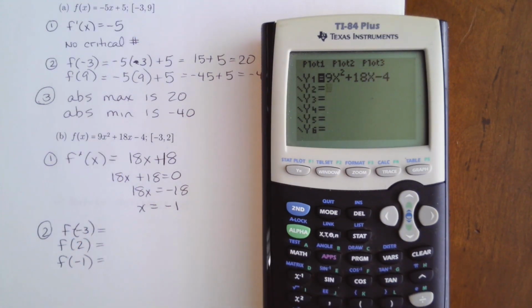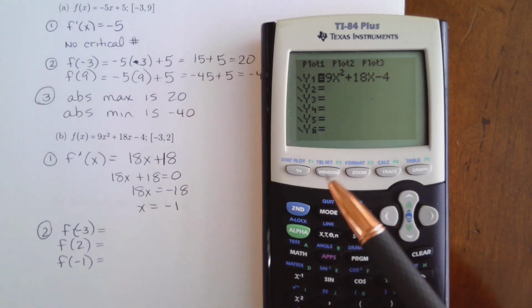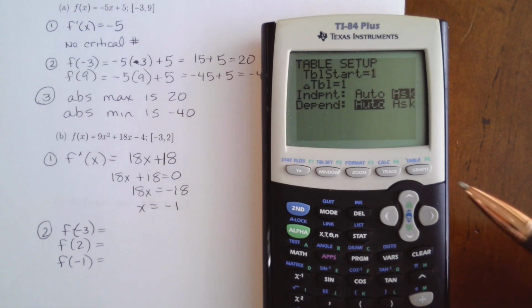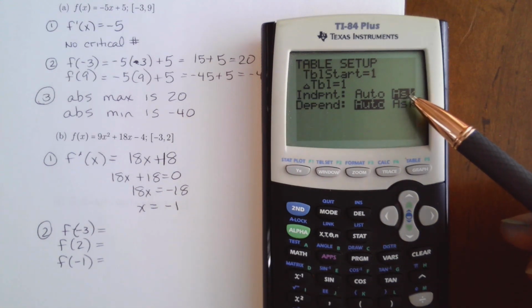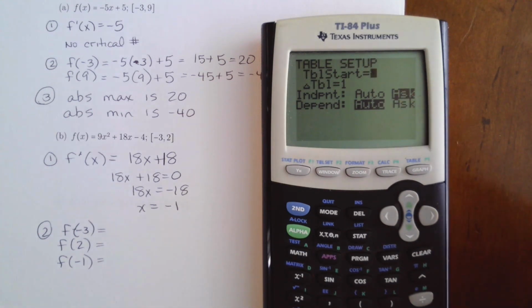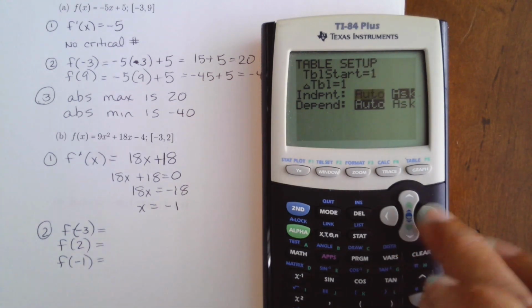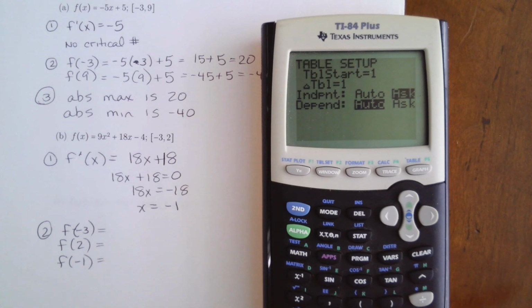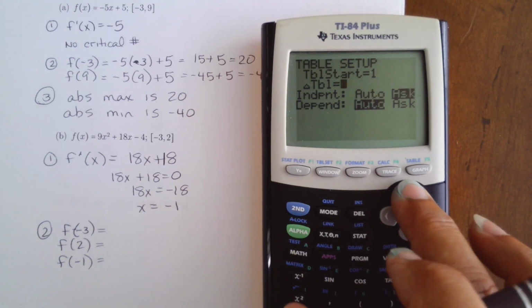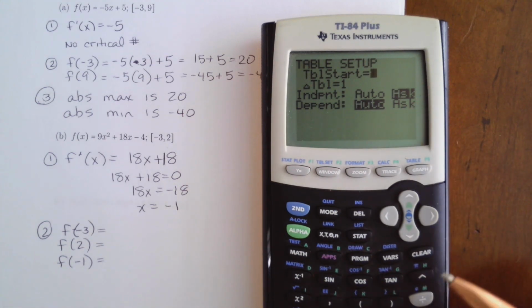Okay? And now do me a favor and go to table set with me. So do second window and make sure that your independent variable is on ask. Okay? Leave this one on auto, put this one on ask. You just go down to it with the arrow and hit ask and then hit enter. Make sure that the black box is around those two things. And you can arrow off to make sure.